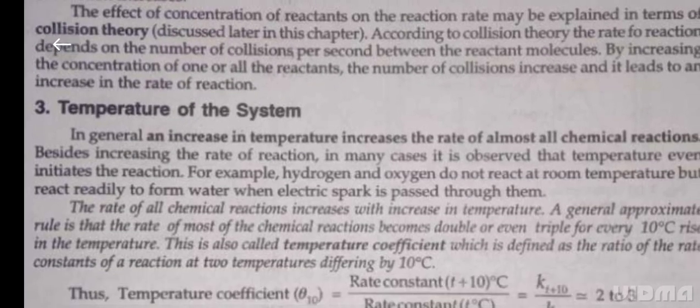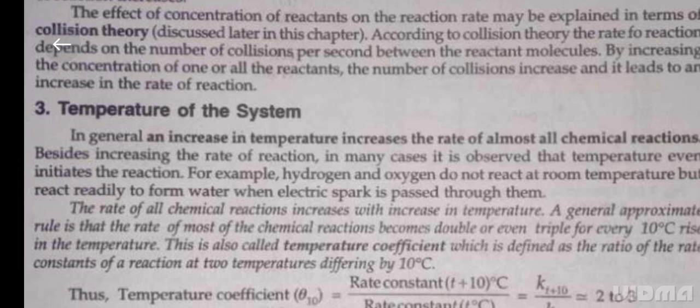The effect of concentration of reactants on the reaction rate may be explained in terms of collision theory. According to collision theory, the rate of reaction depends upon the number of collisions per second between the reactant molecules. By increasing the concentration of one or all the reactants, the number of collisions increases and it leads to an increase in the rate of reaction.